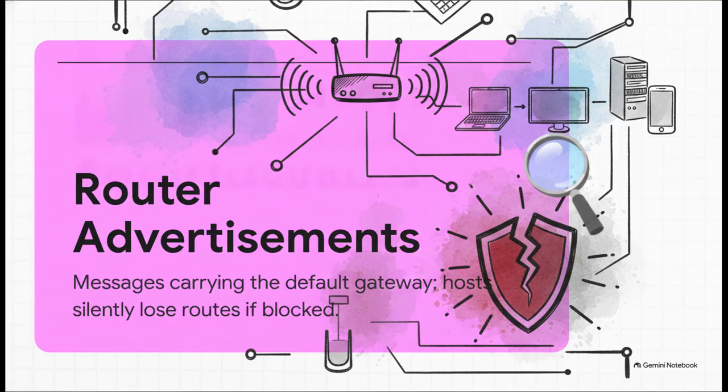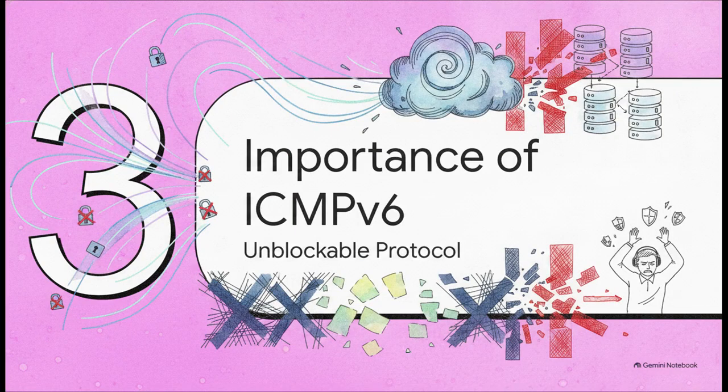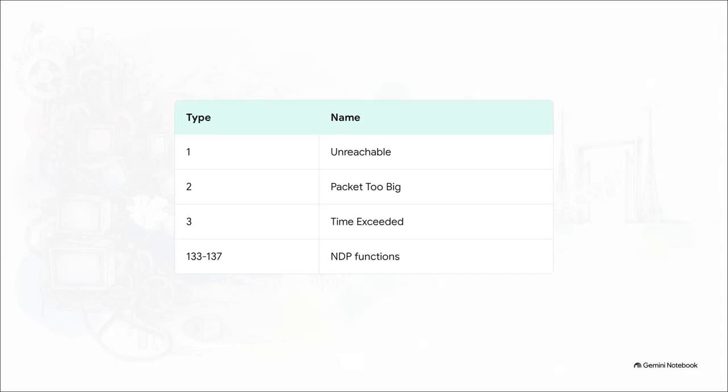It's that simple. Section 3, The importance of ICMPv6. This is the unblockable protocol. Now, in the IPv4 days, it was an incredibly common practice for sysadmins to block ICMP to try and stealth the network. Listen to me carefully. If you try that with IPv6, you will completely destroy your network's functionality. This protocol is strictly non-negotiable.